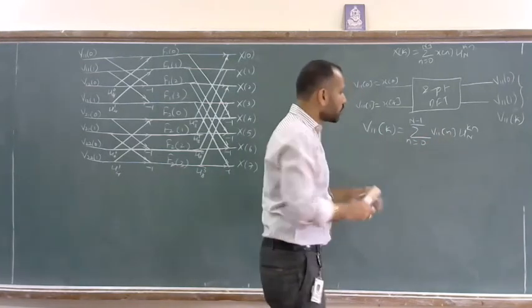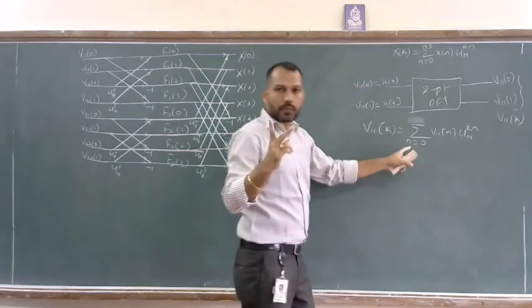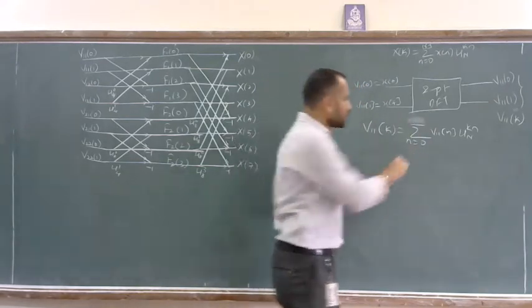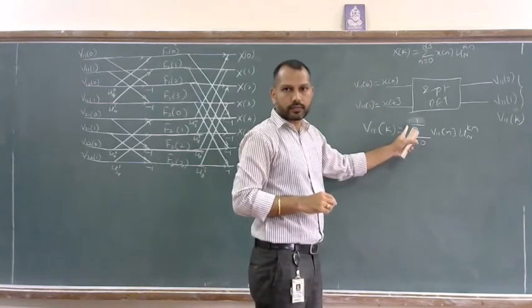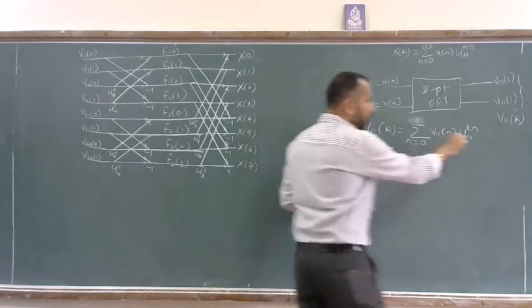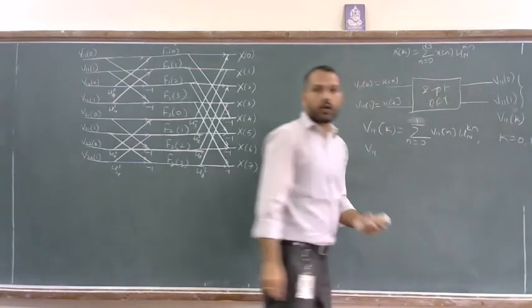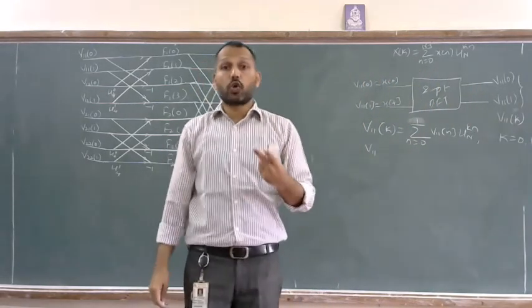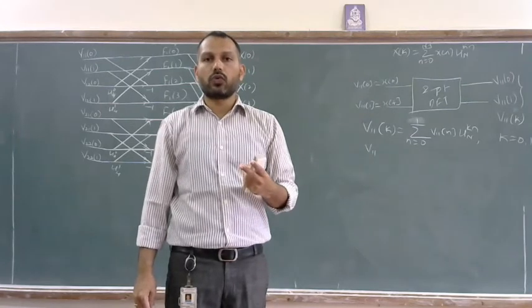So what changes do I need to make? The range on n. There are only two samples, for n equals 0 and for n equals 1. Now let us expand this. And what will be the range of k for this? The range of k will also have only two values because it is a 2-point DFT, for k equals 0 and for k equals 1.